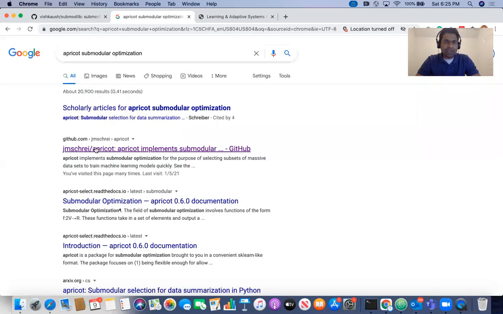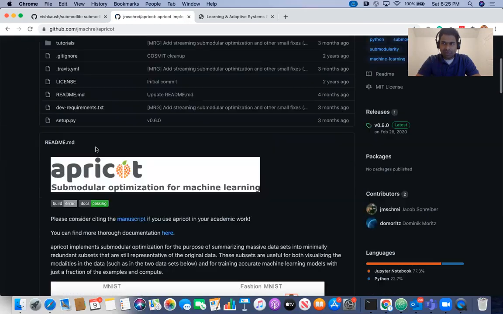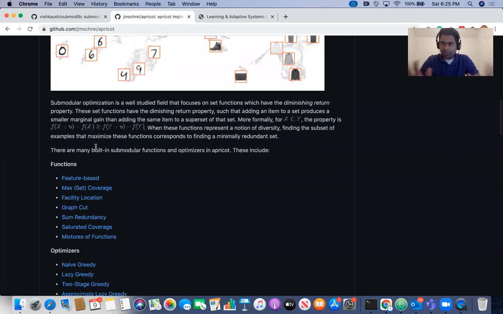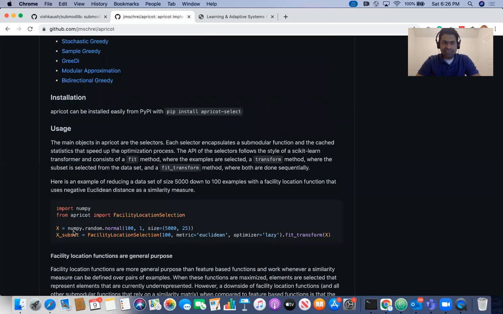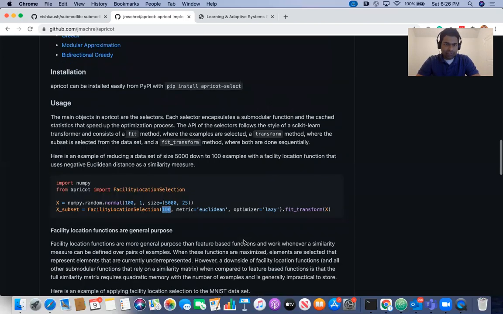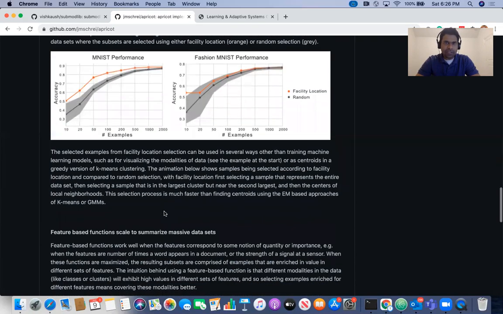But there is a slightly more stable toolkit which was built in Python again. But unlike Submodlib, this is done completely in Python. So it might be a little bit slower because it's Python based, but I think it equally offers the same amount of utility. It also implements a number of submodular optimization functions and a number of optimizers, and it is very similar. You import facility location, and then you do facility location selection, and you have the number of data points, metric, optimizer, and so on and so forth. Again, I would definitely encourage you to get hands-on practice on this if you're interested in submodularity and would like to use it.